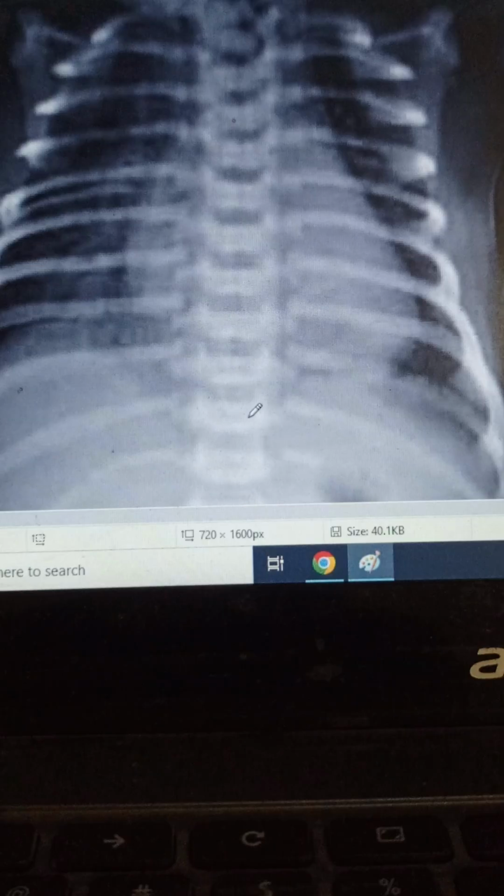So can you guess the diagnosis now? And I want to give you another clue. There is a very important finding on this X-ray. If you can see the finding on this X-ray with the background of that clinical history, you can easily diagnose this patient, right? So yes, this is a case of transient tachypnea of newborn, right?